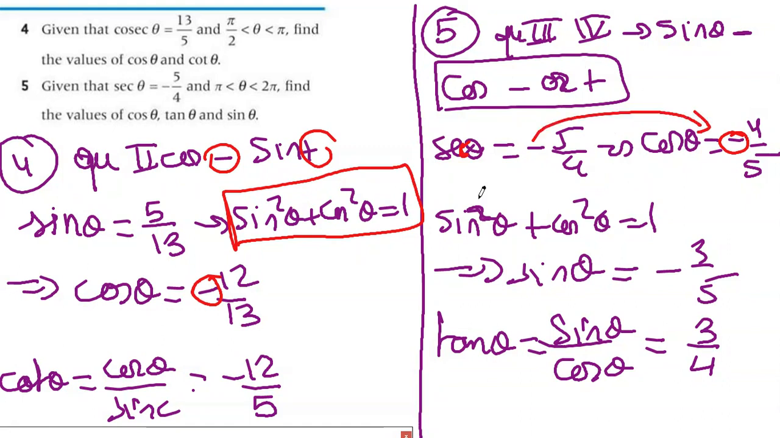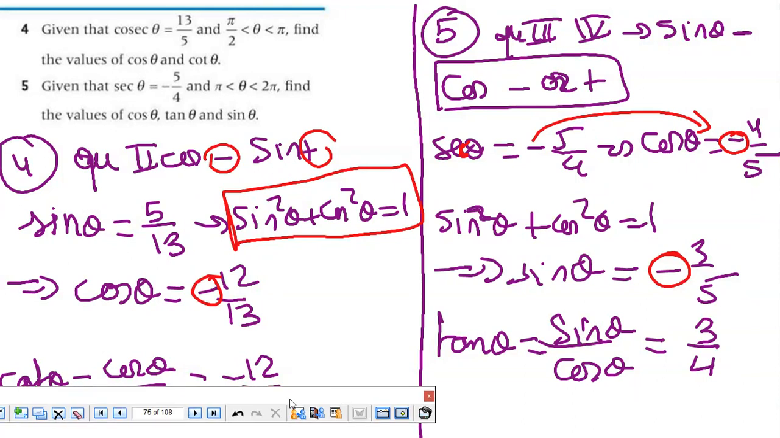Now to find sine, I do sine squared plus cosine squared is equal to 1. We solve and we take the negative value for sine. How do we find tangent? Sine over cosine, minus 3 over 5 over minus 4 over 5. So the answer is 3 over 4.